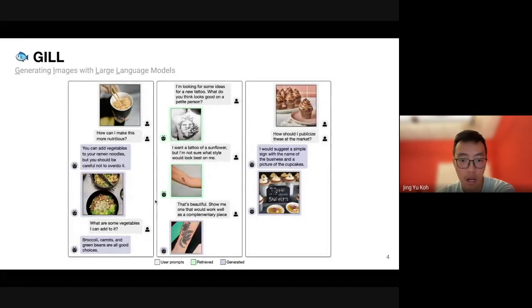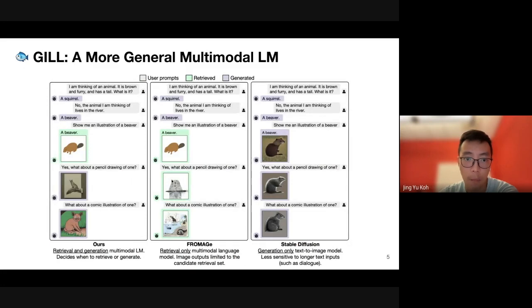So, Gill is capable of a wider variety of capabilities compared to prior multimodal models. One of our previous works, FROMAGe, is a retrieval-only multimodal language model. This model can process images and text. It can generate text, but it can only retrieve images. Gill, on the other hand, can both retrieve images from a database, generate novel images, and decide when it wants to show retrieved or generated images.